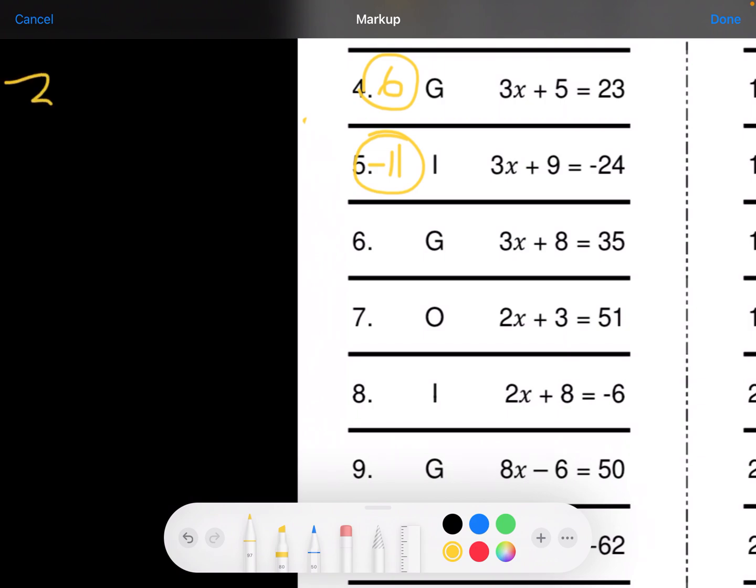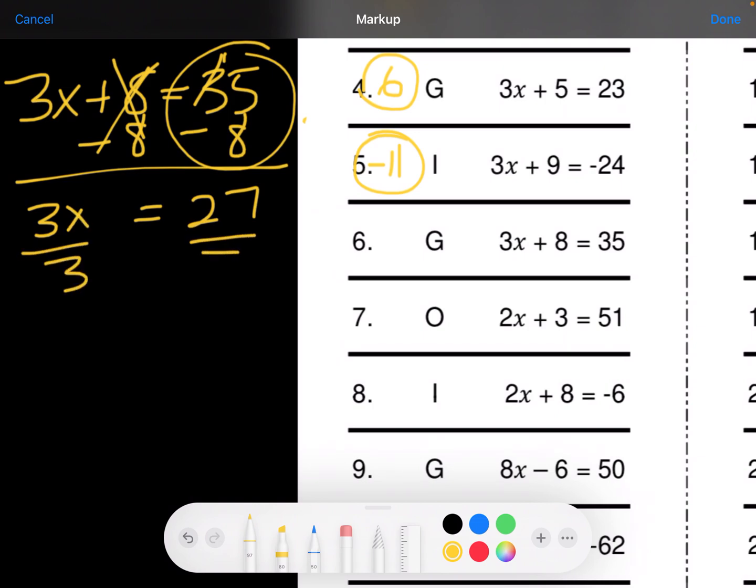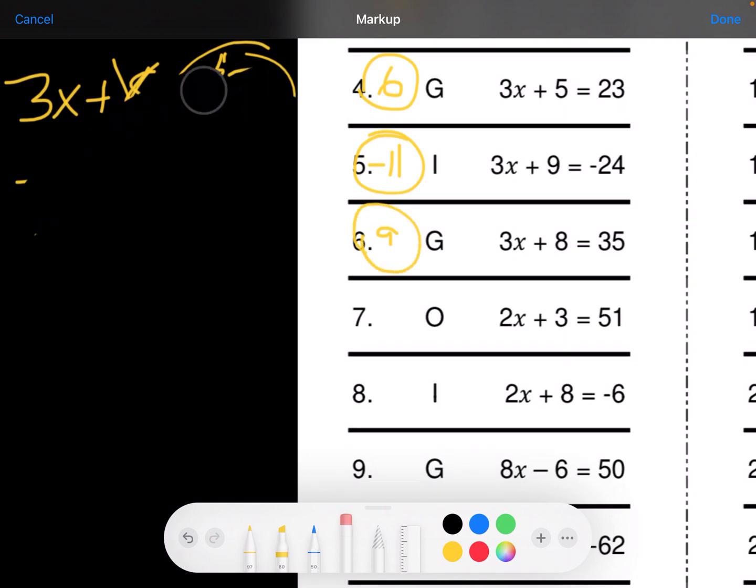All right, 3x plus 8 equals 35. Subtract 8. Signs are different, so I'm going to subtract. Divide by 3. X equals 9. It's a pattern. You'll eventually get the hang of it the more you do it.